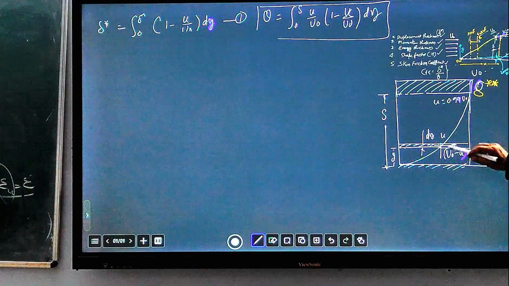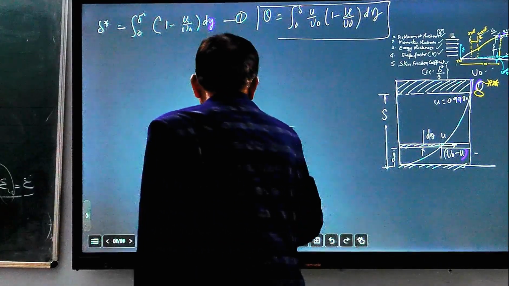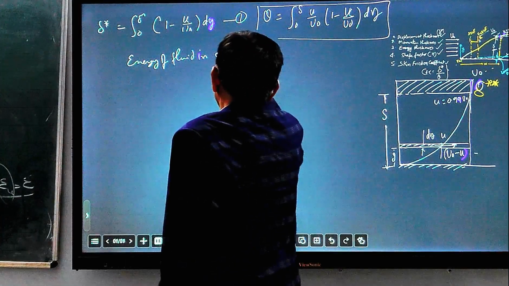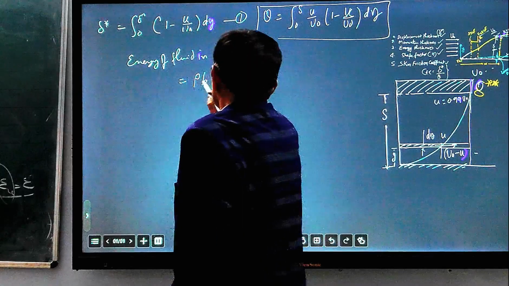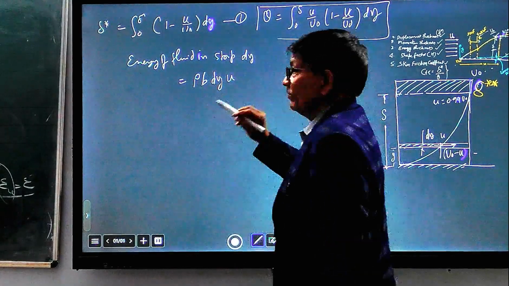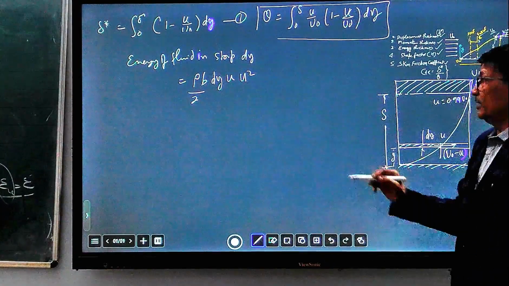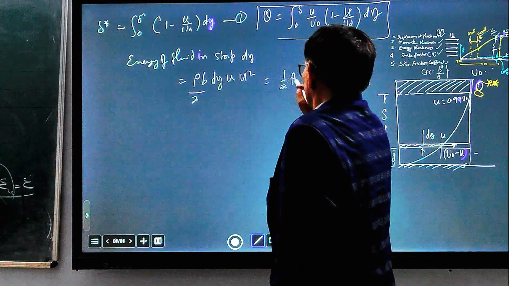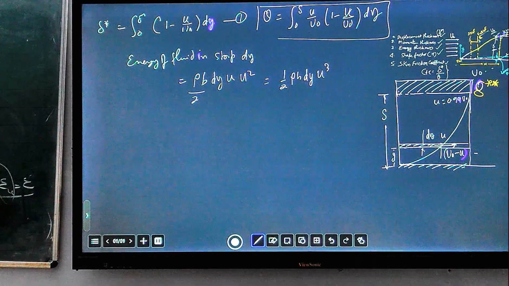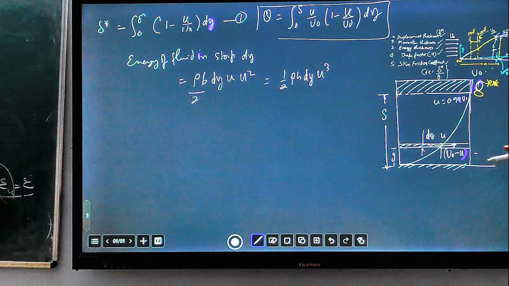So first we find the energy of the fluid flowing in this strip. Energy of fluid in a strip dy equals rho B dy, and U is the mass, multiplied by U square by 2, because energy is 1 by 2 m v square. So that is 1 by 2 rho B dy U cube. And what would have been the energy of the fluid in this layer in absence of the boundary layer, if the boundary layer were not there?